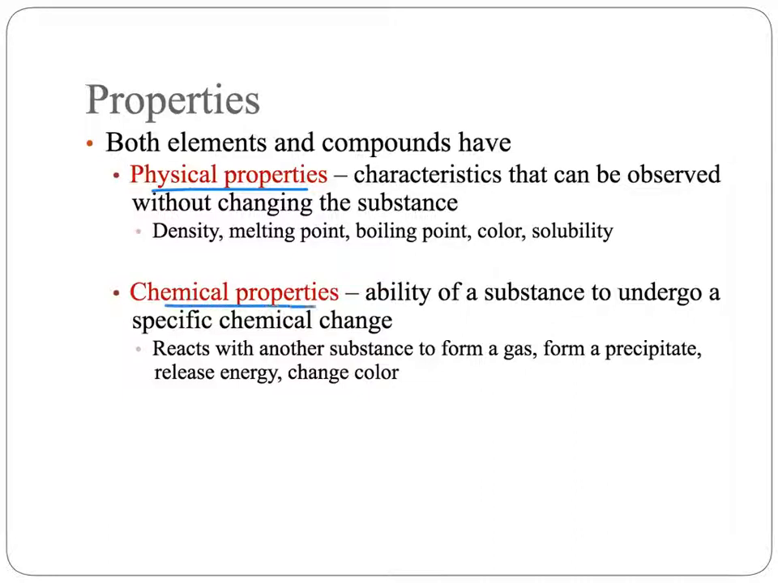Chemical properties, in contrast, are the ability of a substance to undergo a particular chemical change. How do they react? What happens if they react with another substance? Typically, chemical properties see an element being able to form a gas in a reaction or a precipitate, that's a solid that leaves a solution and falls down onto the bottom of your beaker. Or they release energy, like you saw in some of our lab experiences, or perhaps even change color, which we also did see.